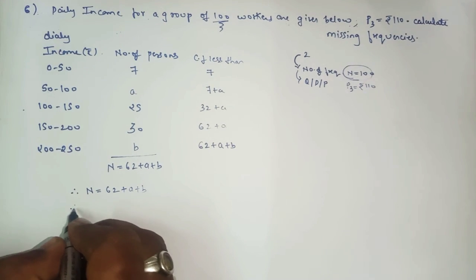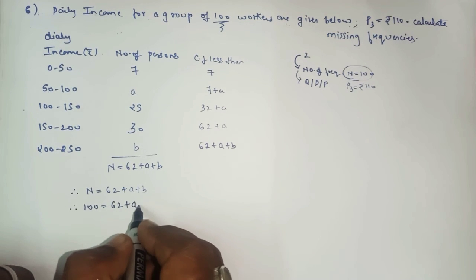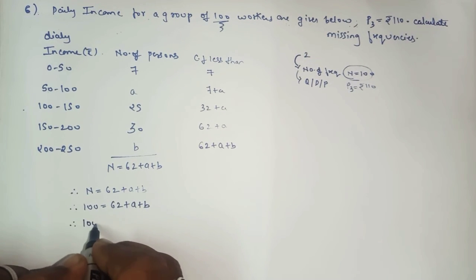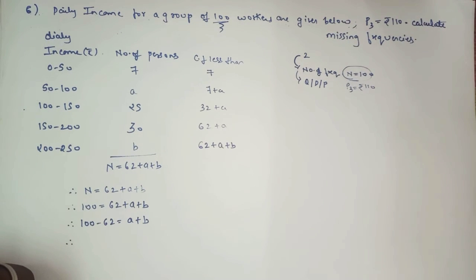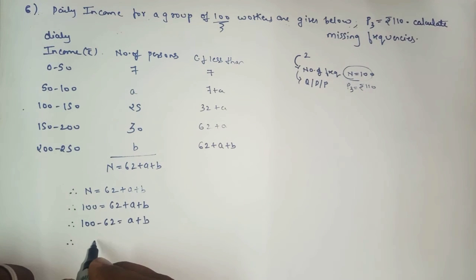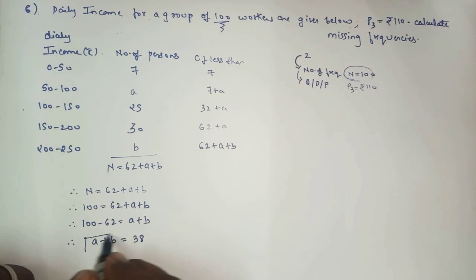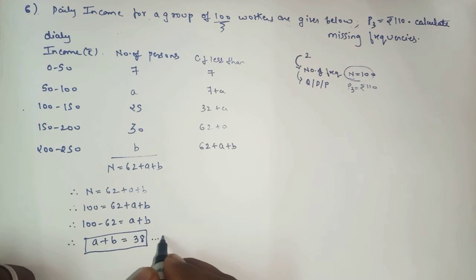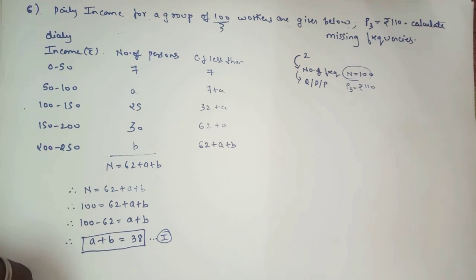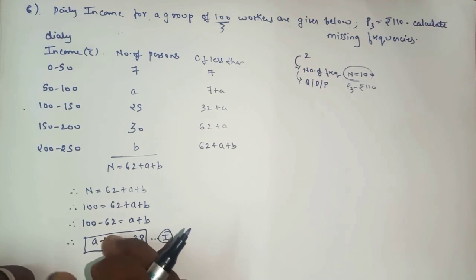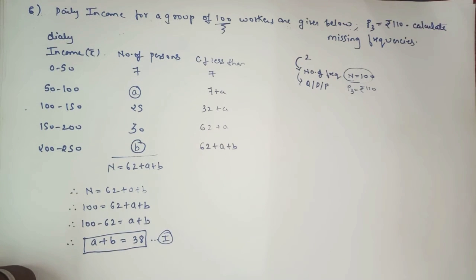So where n is 100, equals 62 plus A plus B, so therefore 100 minus 62 equals A plus B, so therefore 100 minus 62 is what, 38. So here we got A plus B equals 38, which we can say is one equation, as we used to get for the deciles and quartiles. Okay, so here actually we have to find the individual values of A and B, yes or no. Here we got one equation.